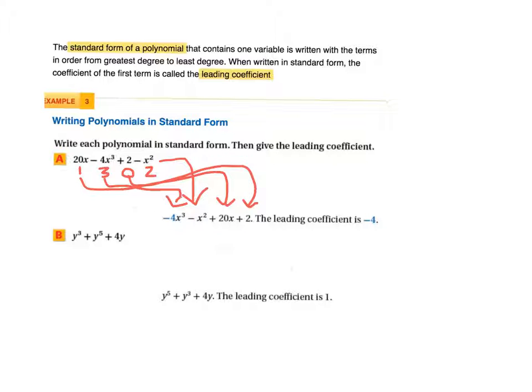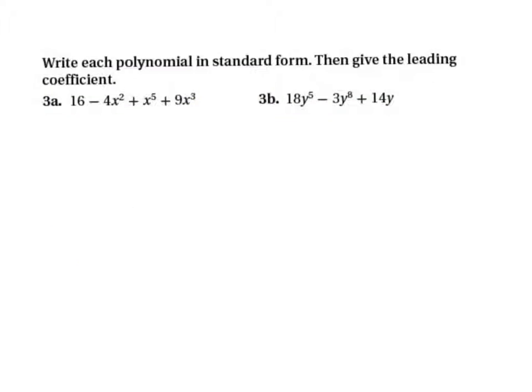So the negative 4 is the leading coefficient. So in the next example, the y to the third has a degree of 3, y to the fifth has a degree of 5, y has a degree of 1. So in order from greatest to least, we've got y to the fifth, y to the third, and then 4y. And the leading coefficient is 1 because the number in front of y to the fifth right now is 1. Here are 2 examples. Try these. Pause the video, and when you're ready to get the answers, hit play.